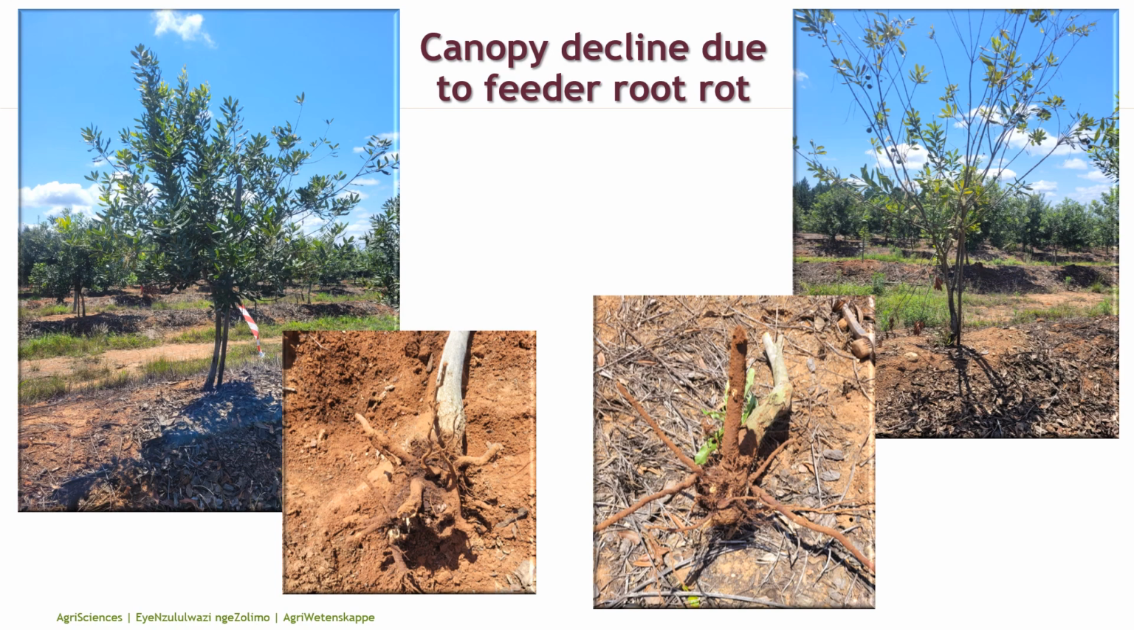And you can see that even the tree on the left-hand side, which seems to have a reasonable canopy, has very few feeder roots. I'll come back to this, but the amount of feeder roots will ultimately also decide which approach you are going to use when applying chemicals to manage the disease.